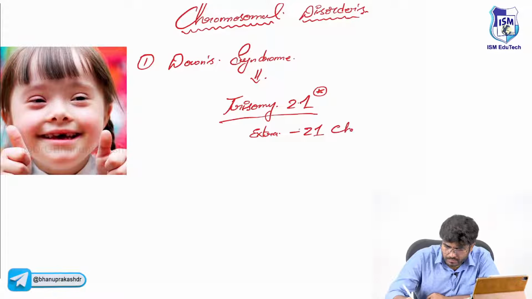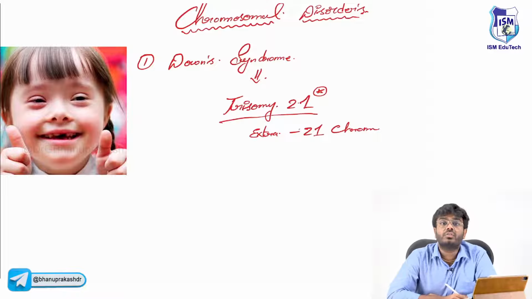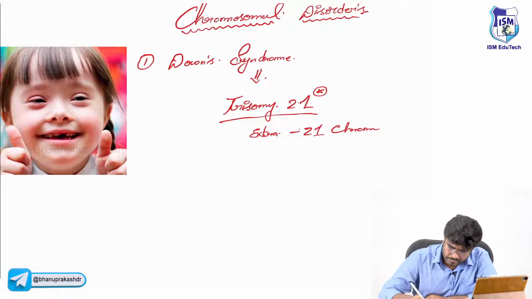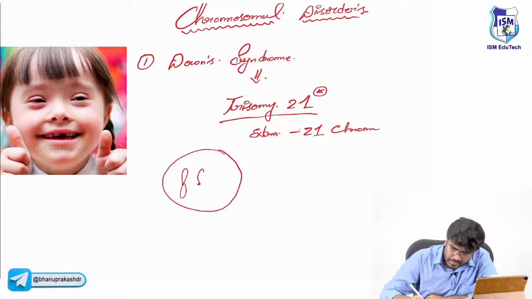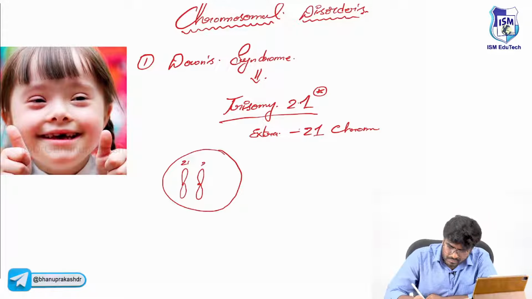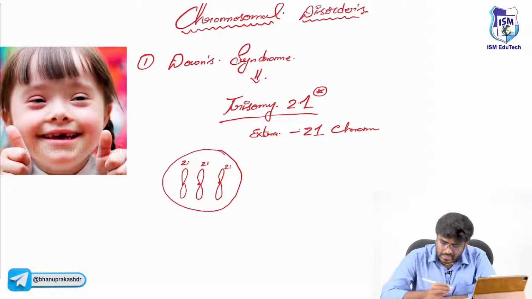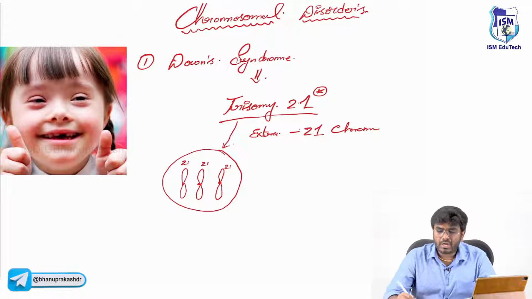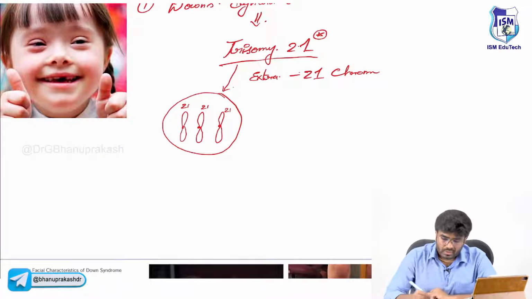Trisomy 21 means there is an extra 21 chromosome. Normally, in your cells, how many 21 chromosomes are supposed to be there? There are supposed to be 2 chromosome 21s, one from the mother and one from the father. But if you get one extra chromosome 21, sir, then it is going to cause Down syndrome. That's trisomy 21, an extra 21 chromosome. Now, what are the causes?